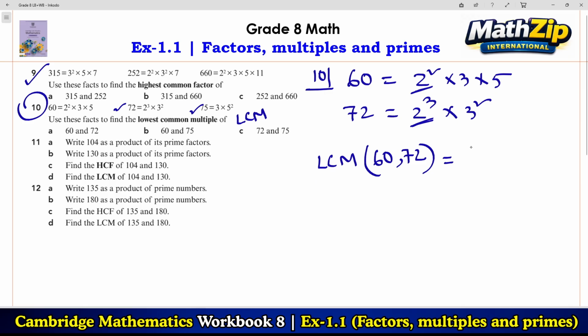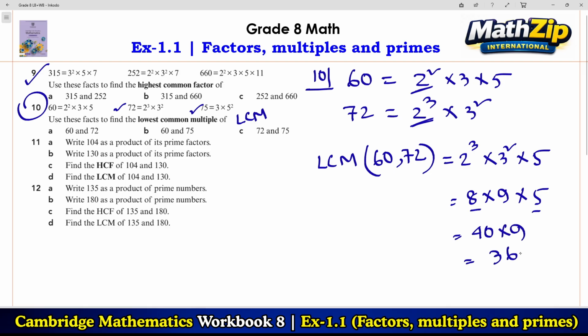we should keep the 2 cube. Here is 3 square and here is 5. So 2 times 2 times 2, it means 2 cube, which is 8. Here is 9, here is 5. 8 times 5 is 40, times 9, the result is 360. We are solving this without a calculator. Part A is done. In HCF we find the highest common factor, but here it is the lowest common multiple. Okay, so 10A is done.